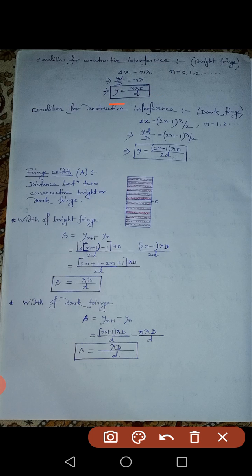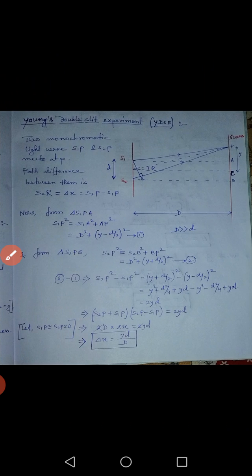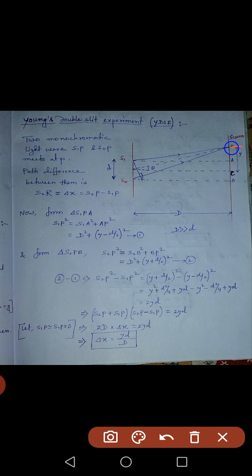Where n starts from 0. See here, if we substitute n equals 0, y becomes 0. When y is 0, that will be a bright fringe. This is the first bright fringe. Which bright fringe is it for y equal to 0? Y starts from the center C, from C to P. If y is 0, that means this point P is nowhere but at C. So C is a bright point.